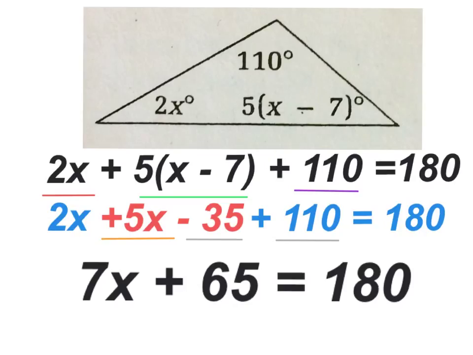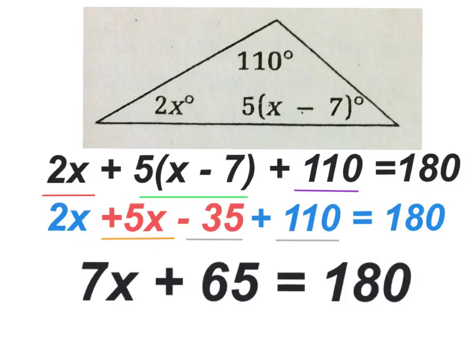All right, so my first step here in solving this equation is to do the distributive property. Anytime you have an equation in which you see a number in front of a set of parentheses, you're going to do the distributive property first. So 5 times x is going to give us positive 5x, and 5 times negative 7 is going to give me negative 35. Now after I'm done with that, I have to move on to my second step.